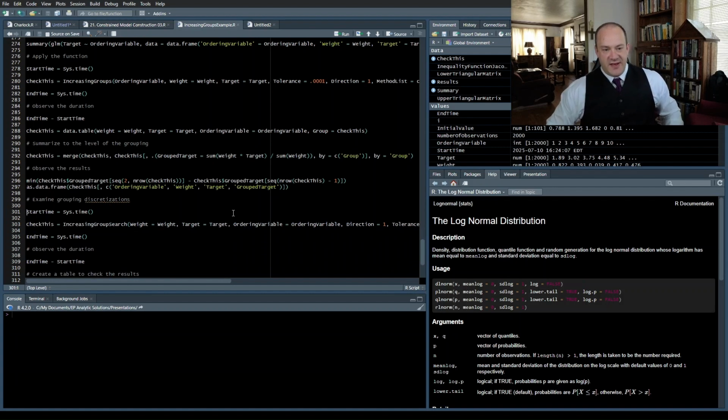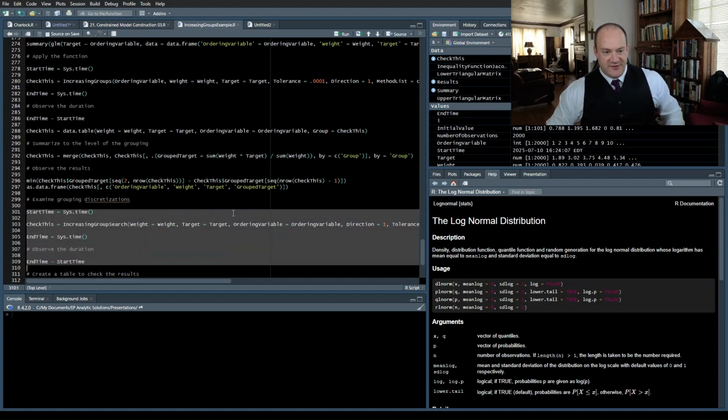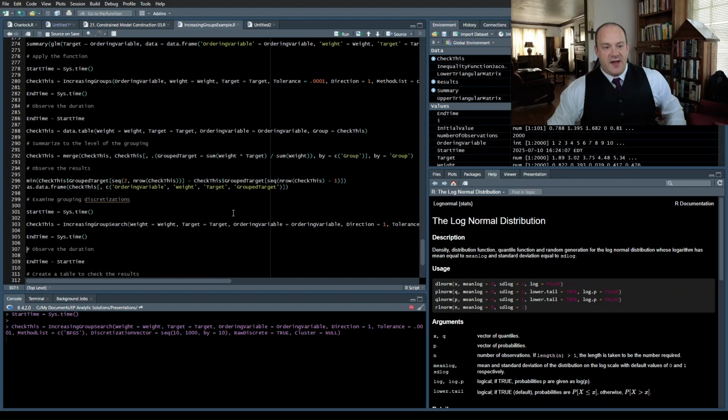The purpose then of checking out different discretizations is as follows. That is the point of the increasing group search function. So what's going on here? Well, the increasing group search function does the exact same thing as the increasing groups function. It just does it a bunch of times over. And here's how this works.